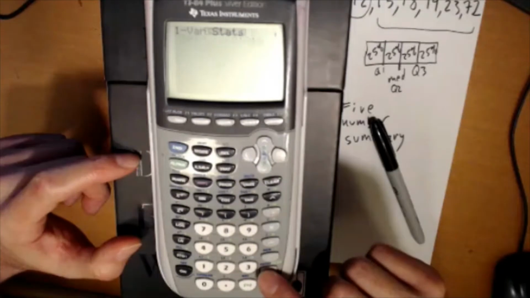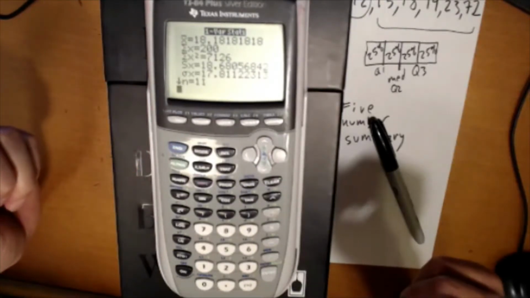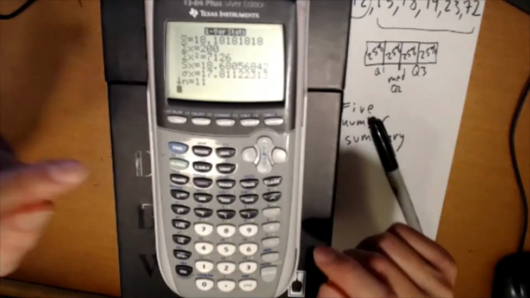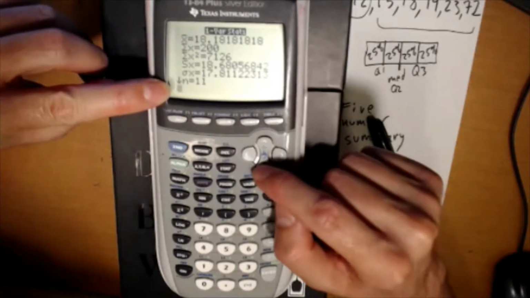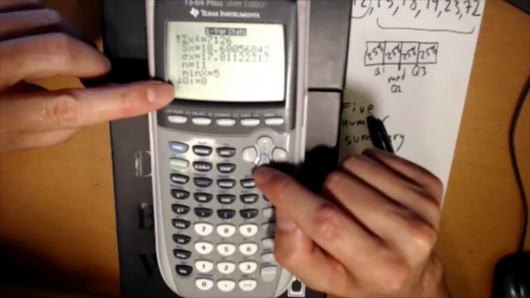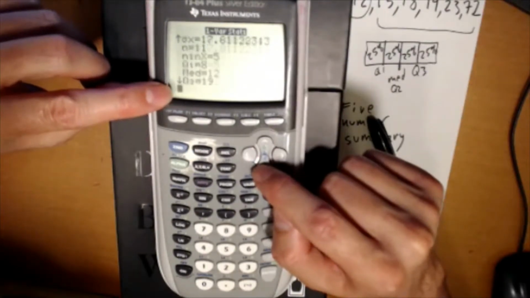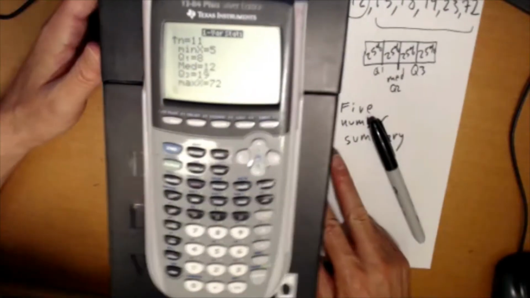So enter. It spits out all this information, but notice here it says n is 11. That's what we had, the sample size. Slide down. Min of 5, Q1 of 8, median, Q3, max. So it gives us the 5-number summary.